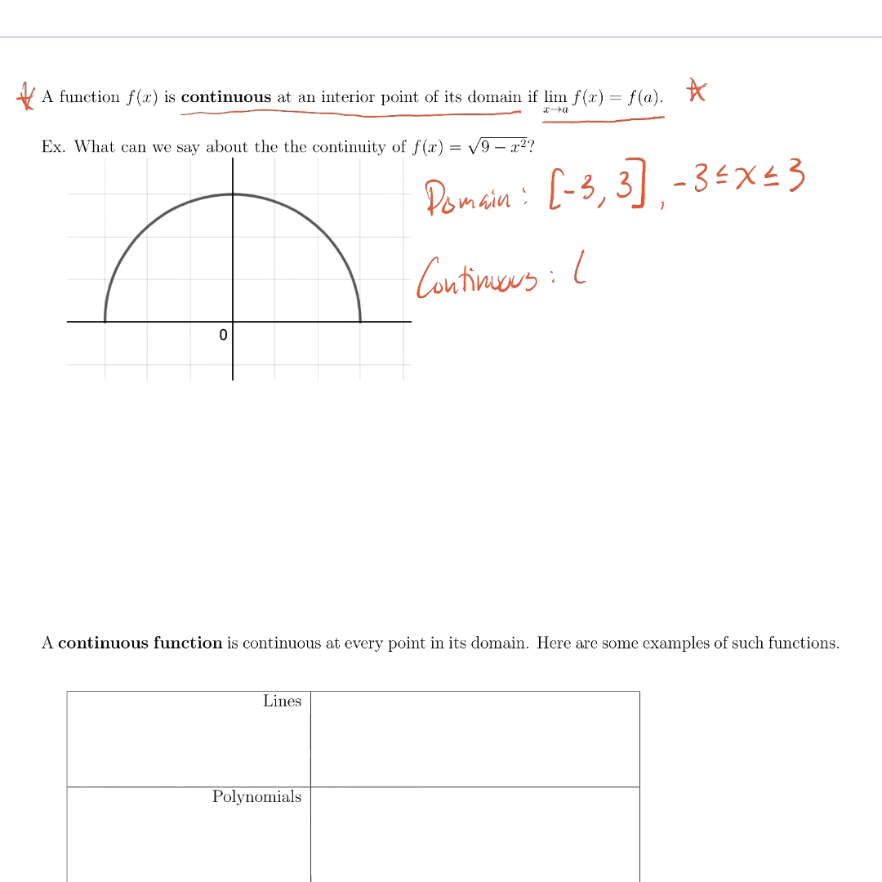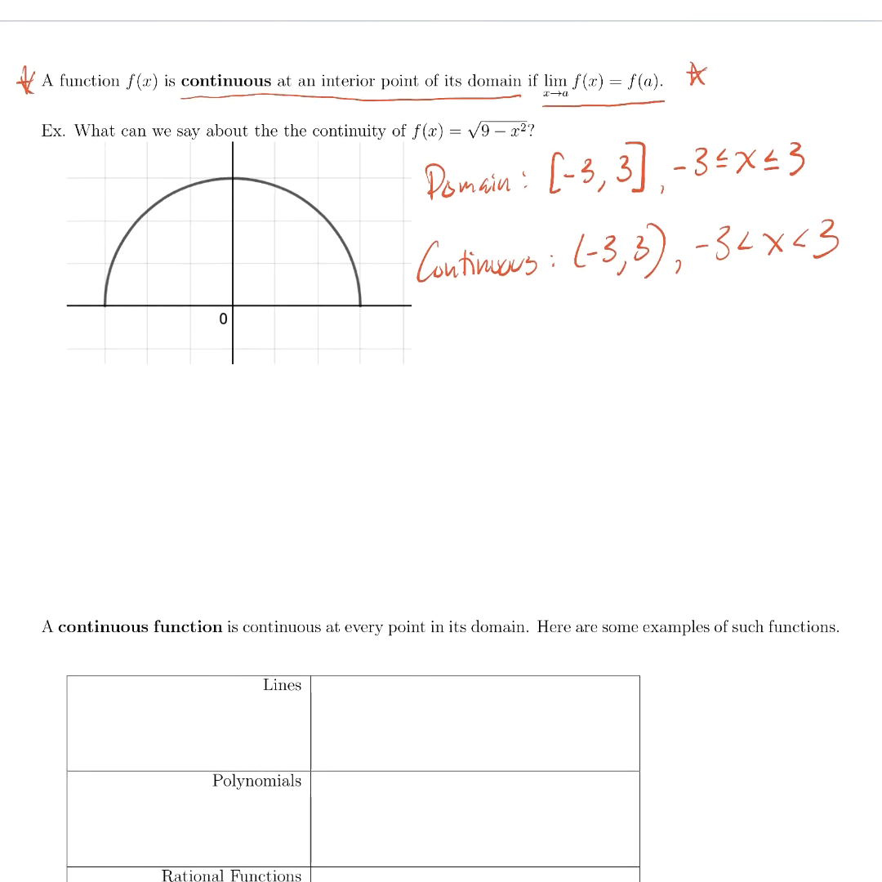Well, I'm not certain about the endpoints. So it's continuous from negative 3 to 3, not including negative 3 and 3. So that's negative 3 less than x less than 3 is what that notation means. And what do we say about those endpoints? Well, let's think about one of them. Let's think about x equals 3.